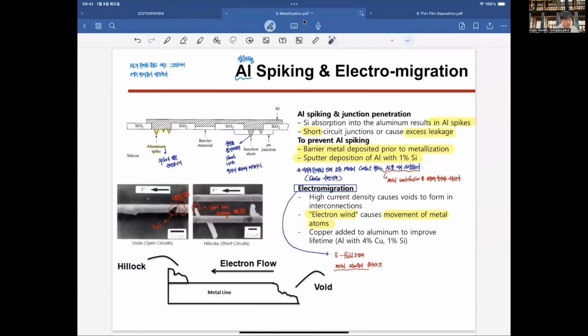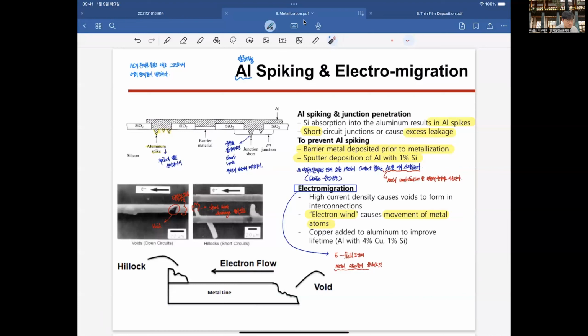And aluminum spiking and electromigration. Why do we talk about these things? Because in the past time, we used aluminum for the metallization, but the aluminum has several problems. First is the spiking, and second is electromigration.